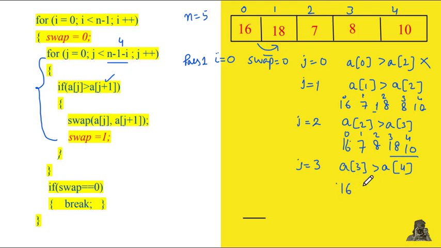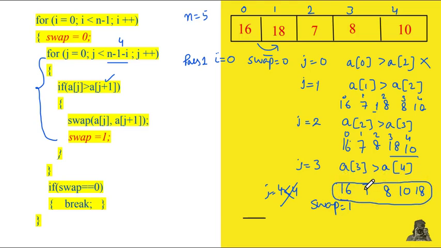So now our array will look like this: 16, 7, 8, 10, 18. Now swapping has been done, so 10 will be shifted further, and now at the end location we got 18, and the swap variable has also been changed, which is 1 here. Now j will be incremented. The jth value will be 4, but 4 is not less than 4, so this loop has been completed for the first pass. Now after the completion of the first pass, this is our array, and we can see the location of the largest value, 18, has been fixed at the end. So after the first pass, the first largest value has been fixed to its position.